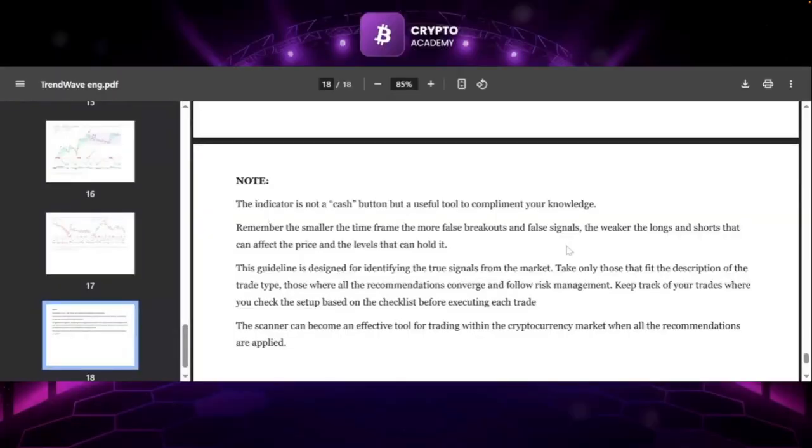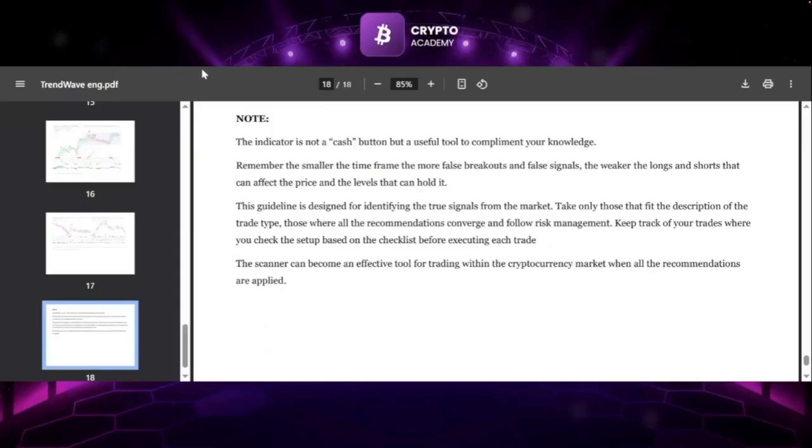Remember that the scanner is not a cash button, but an additional tool to your knowledge. And this instruction is created to help you to identify true market signals and add extra high quality confirmations that increase the probability. Follow the rules, and your trading will become profitable and bring you pleasure.